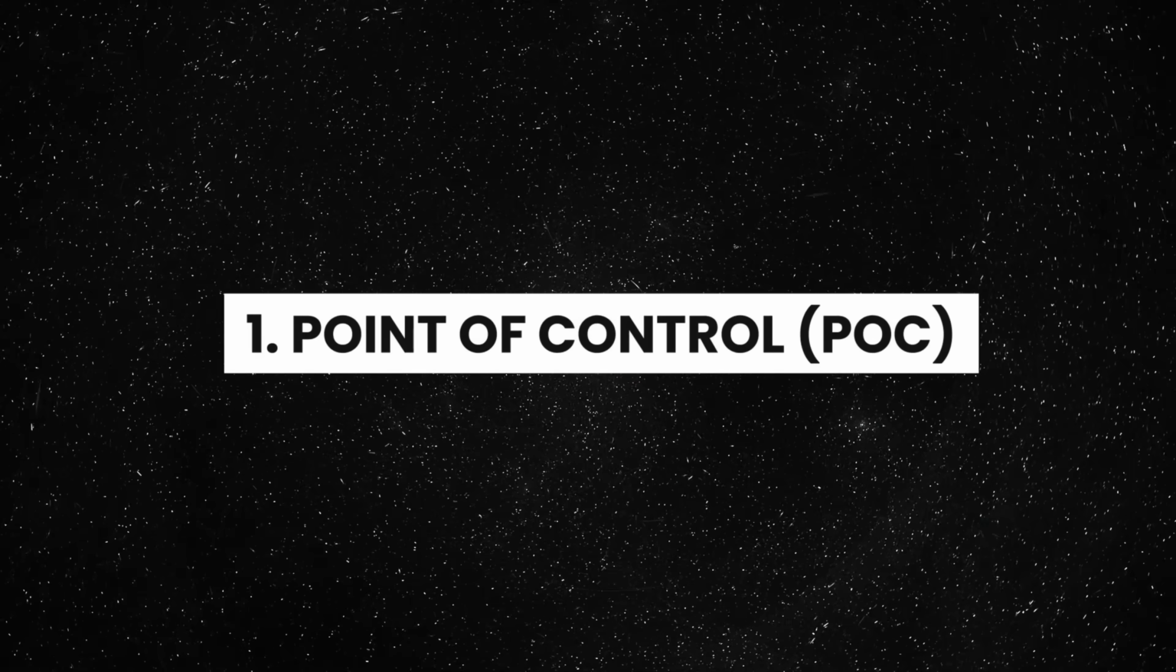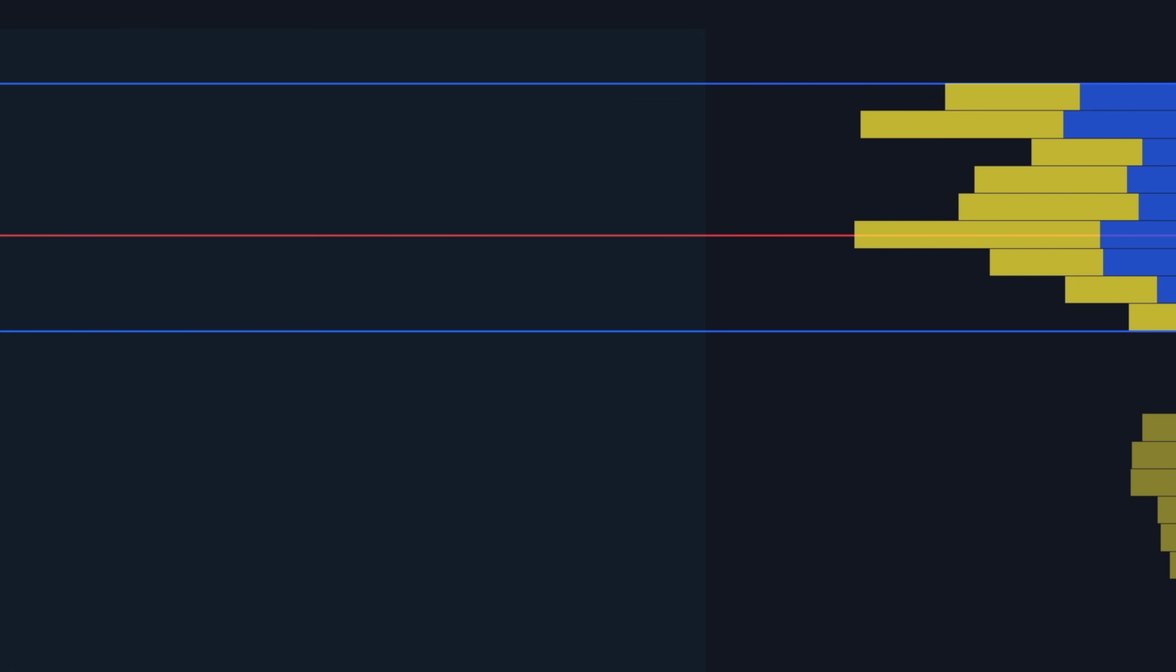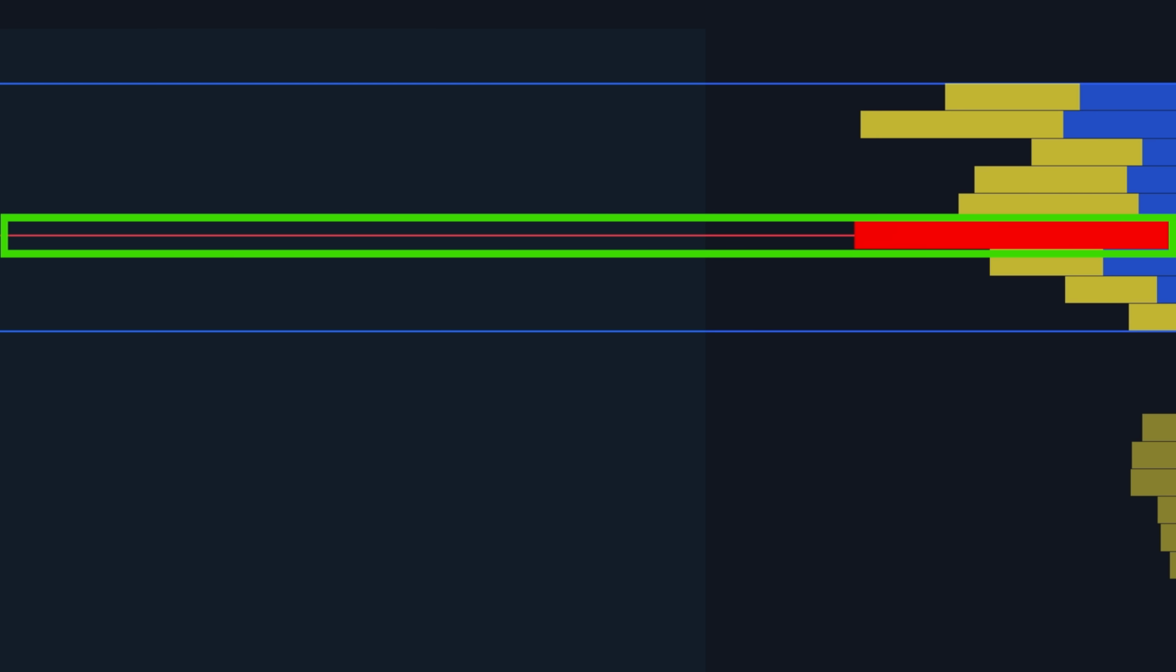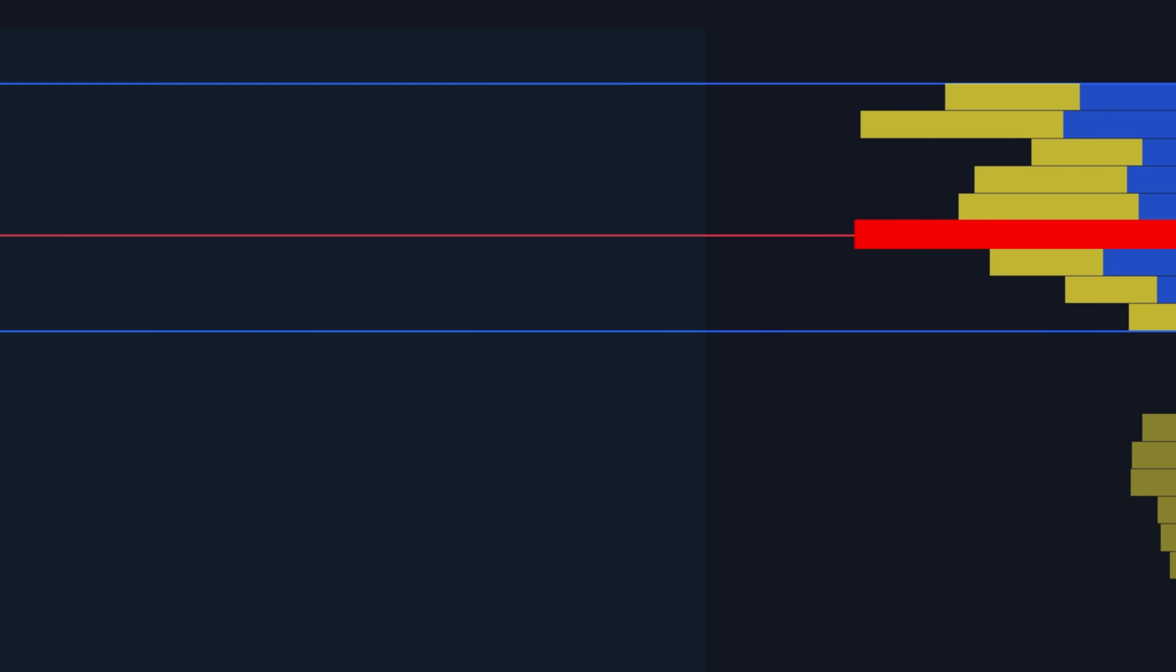1. The point of control, POC. The price level with the most volume, the biggest bar. This is where the market spent the most effort. The center of gravity. Price tends to come back to it.